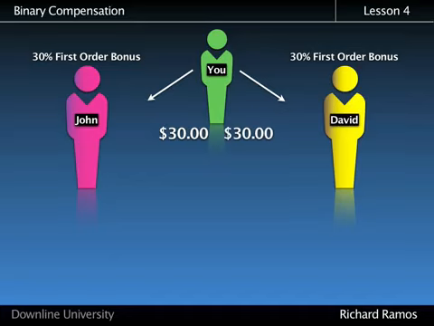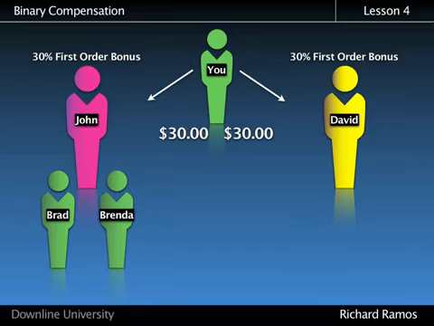The other thing is, let's say we go on the right side and David places his first order. We're going to get $30 there. So now we made $60 by just enrolling 2 people. So right there, almost half of your initial order or your auto ship is already paid for. So let's take it a step further.